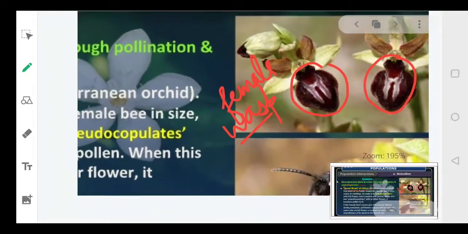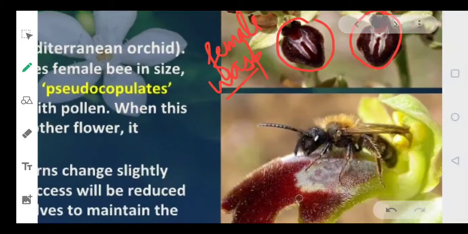So what will happen? The male wasp will visit the flower, assuming that a female is present and the male has a chance of copulation. It has a chance of mating with the female. The shape of the Mediterranean orchid flower is such that the male wasp will come and visit this flower, assuming that it is a female wasp sitting there, so that he can mate with her. So there is a cheating being done with the male wasp.